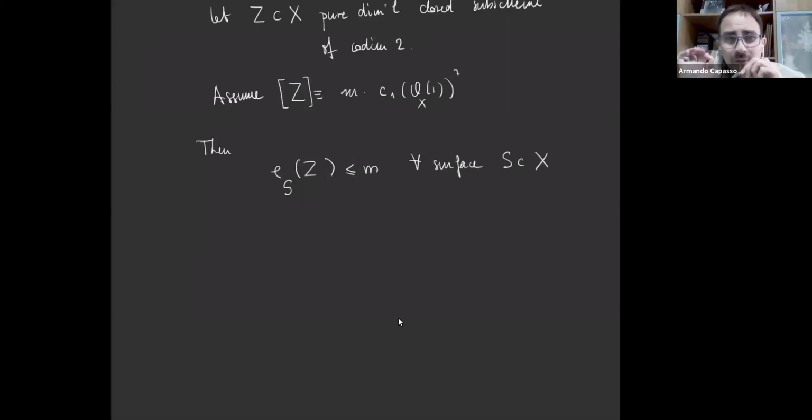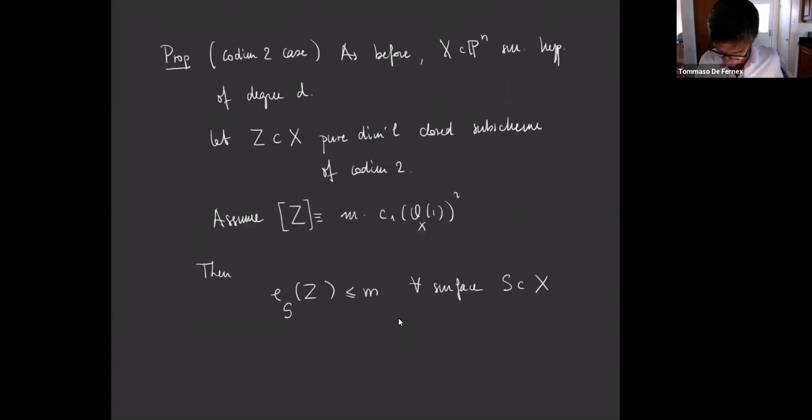Sorry, I'm a little bit lost. Is M a proportionality factor between the numerical class of Z and the square of c1? Yes, exactly. Like before, M was just the degree of a form cutting out the divisor. The point is that at the end of the day, we're going to just compute some intersection numbers. And all I care about is the contribution of Z to the intersection number.